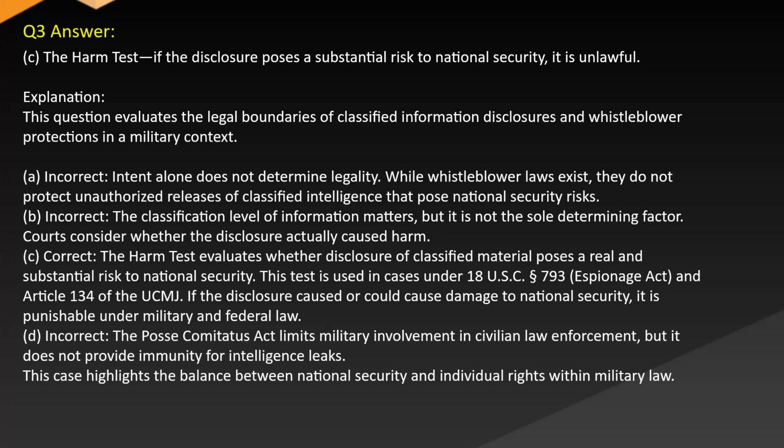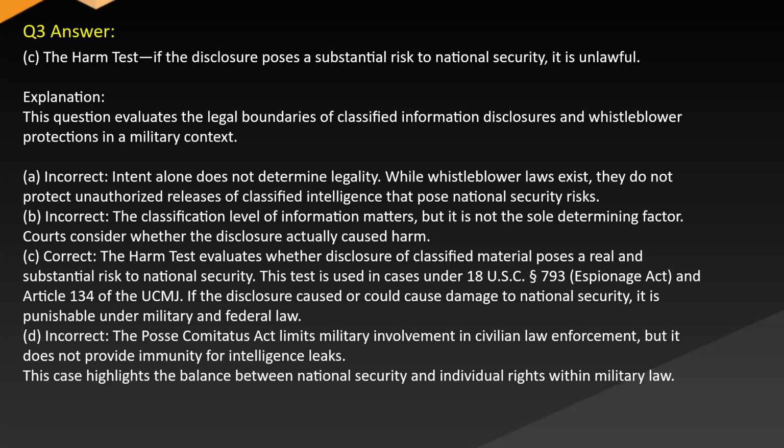C. Correct. The harm test evaluates whether disclosure of classified material poses real, substantial risk to national security. This test is used in cases under 18 U.S.C. § 793, the Espionage Act, and Article 134 of the UCMJ. If the disclosure caused or could cause damage to national security, it is punishable under military and federal law.